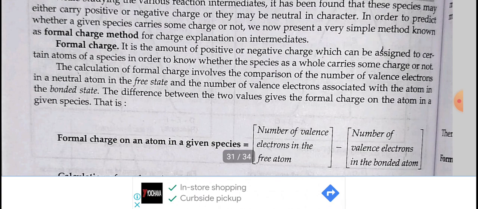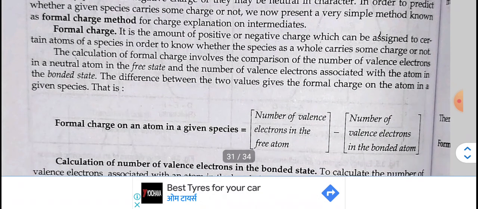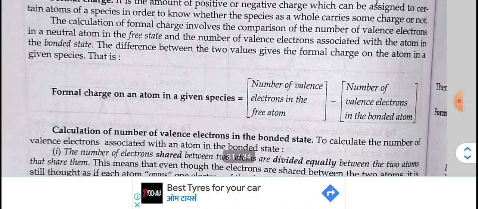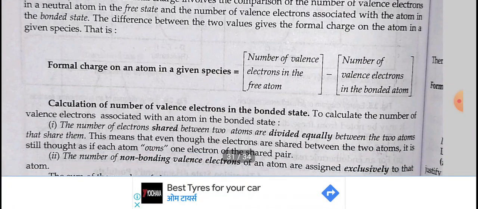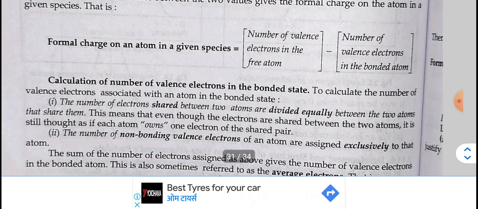Formal charge is the amount of positive or negative charge which can be assigned to a certain atom or species in order to determine whether the species as a whole carries some charge or not. The calculation of formal charge involves the comparison of the number of valence electrons in a neutral atom in the free state and the number of valence electrons associated with the atom in the bonded state. The difference between the two values gives the formal charge on the atom in a given species. That is, the formal charge on an atom in a given species is equal to the number of valence electrons in the free atom minus the number of valence electrons in the bonded atom.